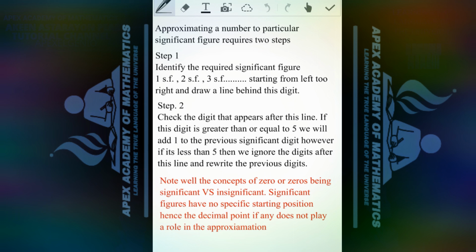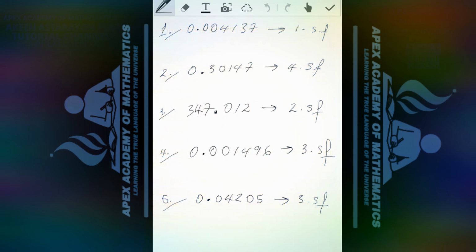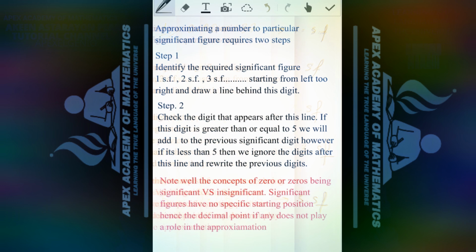However, if it's less than 5, then we ignore the digits after the line and rewrite the previous significant digits. All right, so step 2 will make a lot more sense once I go into the examples that I've written over here for you. Okay, let's pay attention to this note that I've written here in red for you.